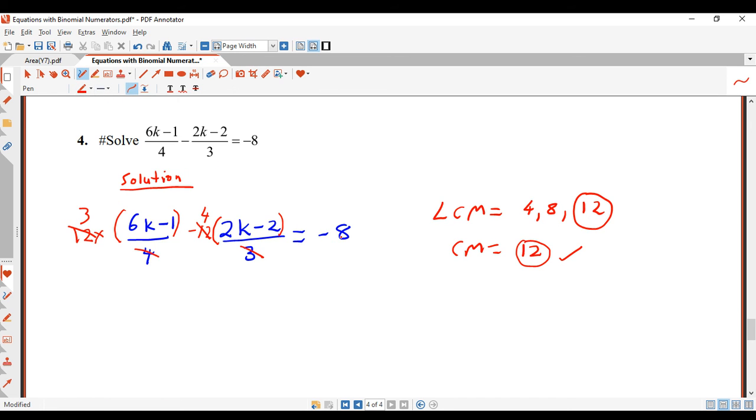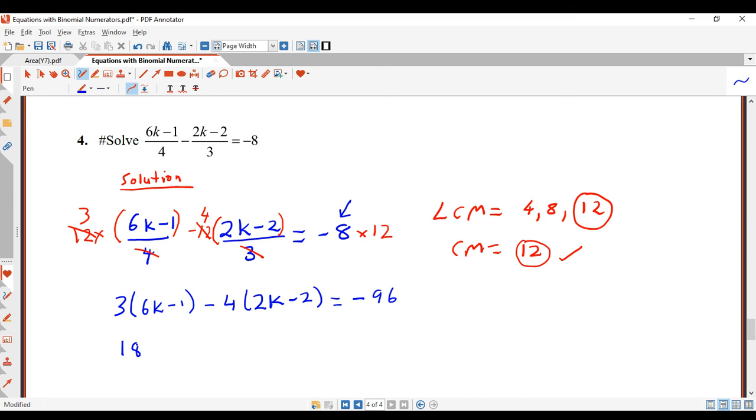Okay, now I did forget to do one thing, didn't I? Of course, I forgot to times the right-hand side by 12, which I have to do as well. So you can see how easy it is to forget to times this one by the LCM. So just be careful you don't forget. Now, 3 brackets 6k minus 1. Then don't forget there's a negative, minus 4 outside of 2k minus 2 is equal to minus 96. Now expand the brackets.